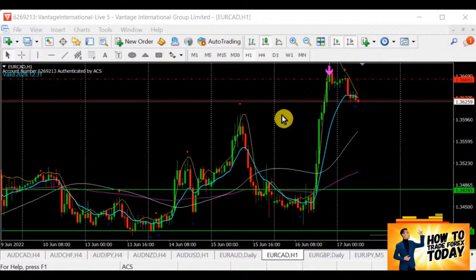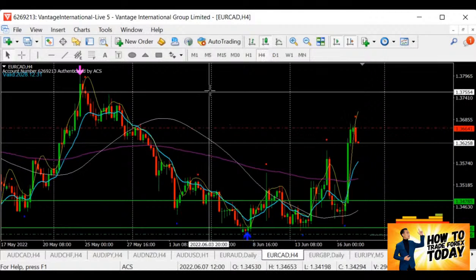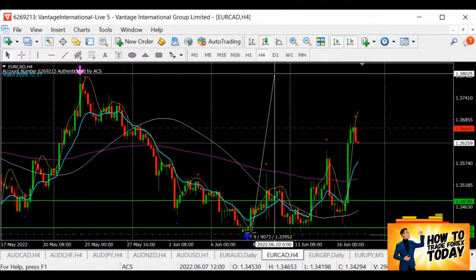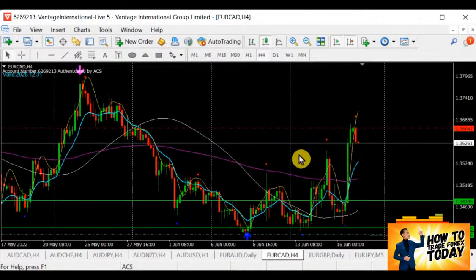Let me check. With this EuroCAD, roughly we have about 20 pips to go from the current pricing. So I guess if it hits the 20 pips, it may rebound to retest the resistance before it starts to sell. So with EuroCAD, we have to pay more attention and be patient.